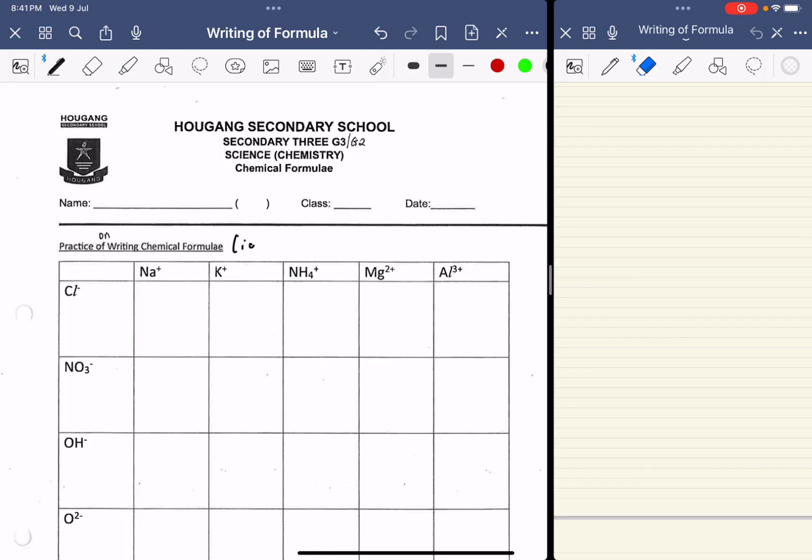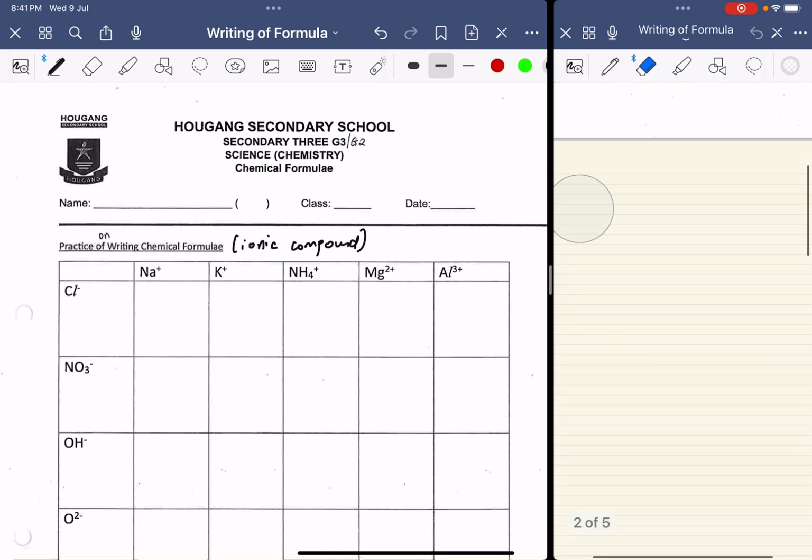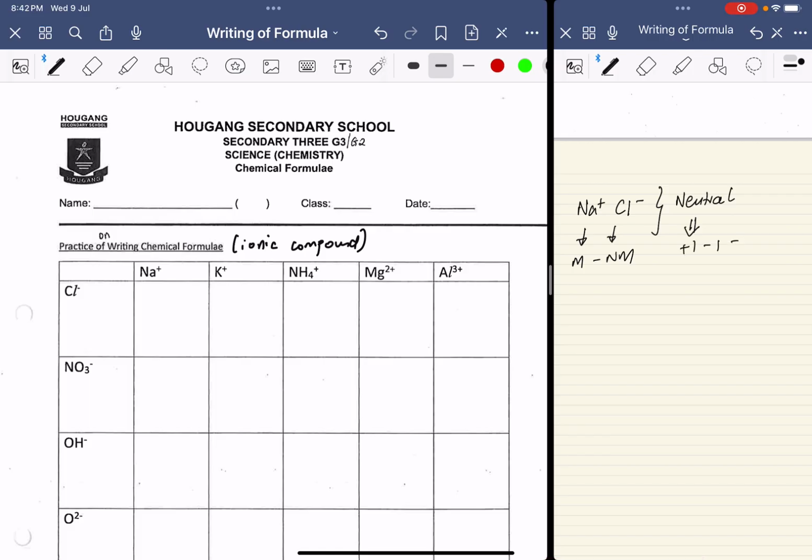This chemical formula writing is mainly for ionic compounds. An ionic compound is generally a positive ion, which we call a metal ion, followed by a negative ion, which is a non-metal ion. So the metal ion will come first, followed by the non-metal. Now, ionic compounds will always be neutral, because the positive will balance out the negative to give you a zero charge.